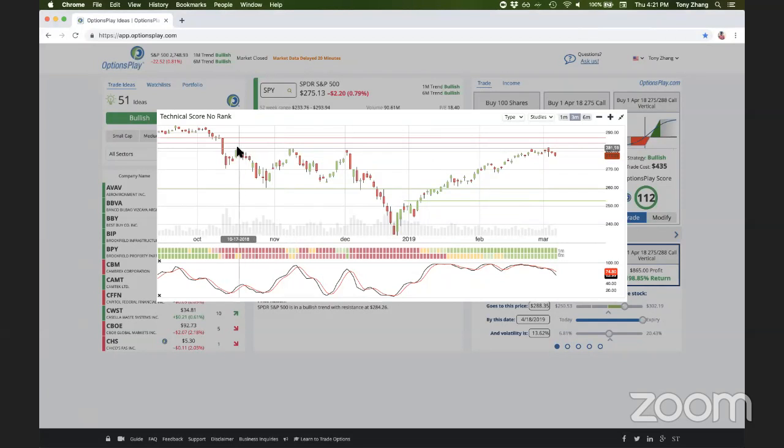But as you can see, this 281 or 282 level was a triple top back here in October, in November, in December, and again, a bit of a double top here in late February and early March. And if you look at any momentum indicator, they've started to turn lower again, showing that momentum is likely going to start reversing lower. So as you can see, there is some support around 260. That happens to be exactly about a 5% pullback from where we are.